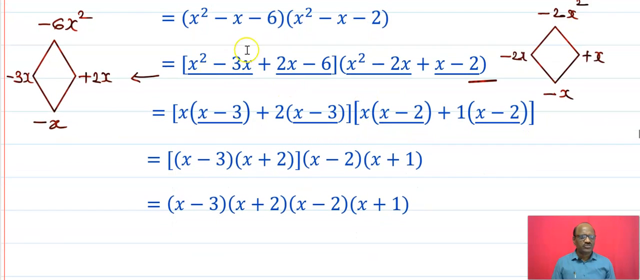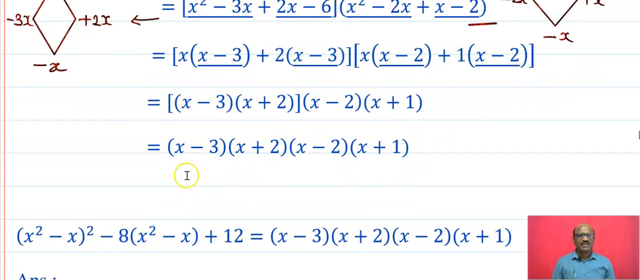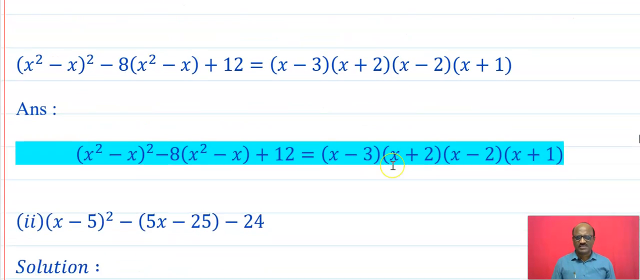Now we'll factorize these two long brackets. Common from these two is x in bracket x minus 3, and from these two, common 2, then in bracket x minus 3. Again from these two, common x in bracket x minus 2, and from these two nothing is common, so we treat it as 1, then 1 in bracket x minus 2. Again from this square bracket, x minus 3 is common, what remains is x plus 2. From these two, the common is x minus 2, what remains in bracket is x plus 1. Overall you will get x minus 3 into x plus 2 into x minus 2 into x plus 1, and in this way we have factorized this.